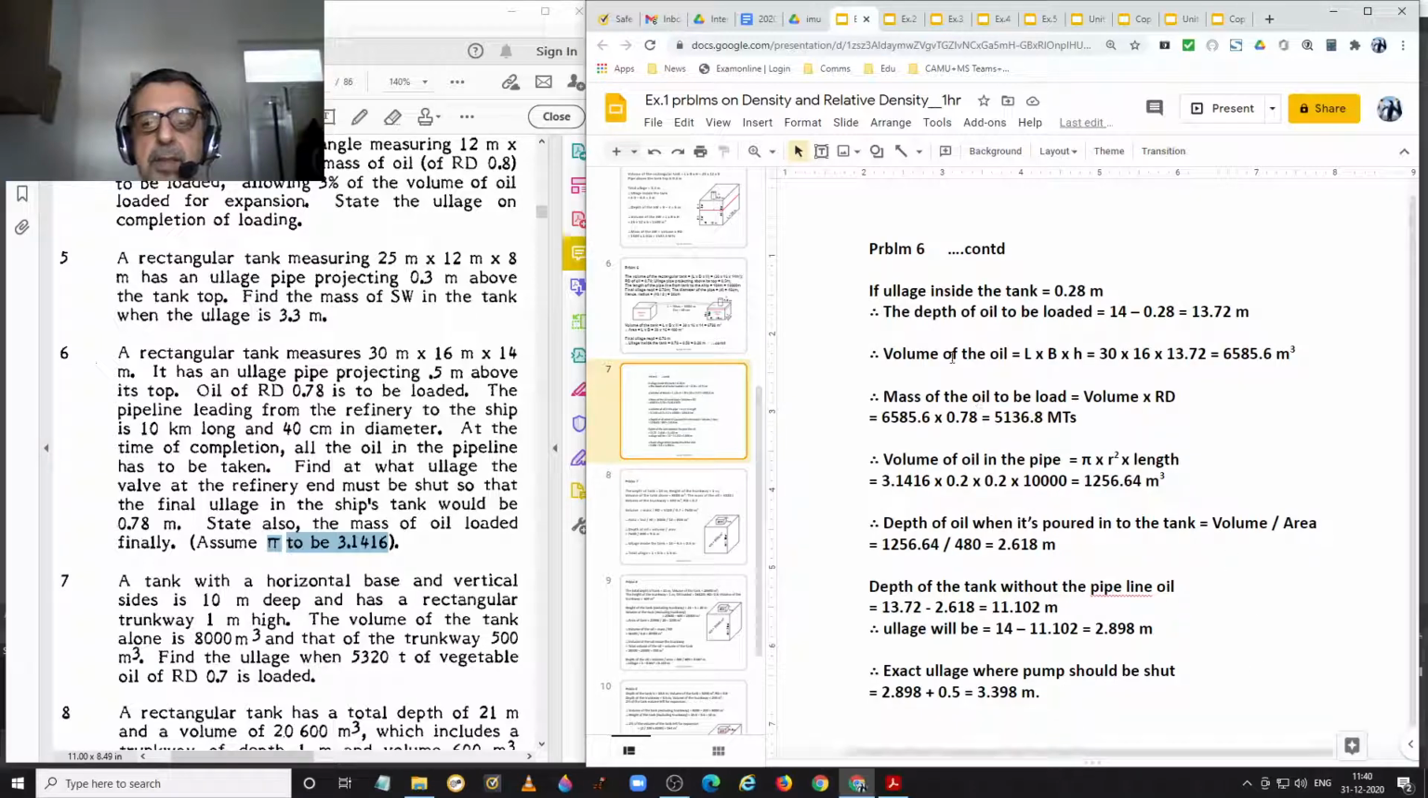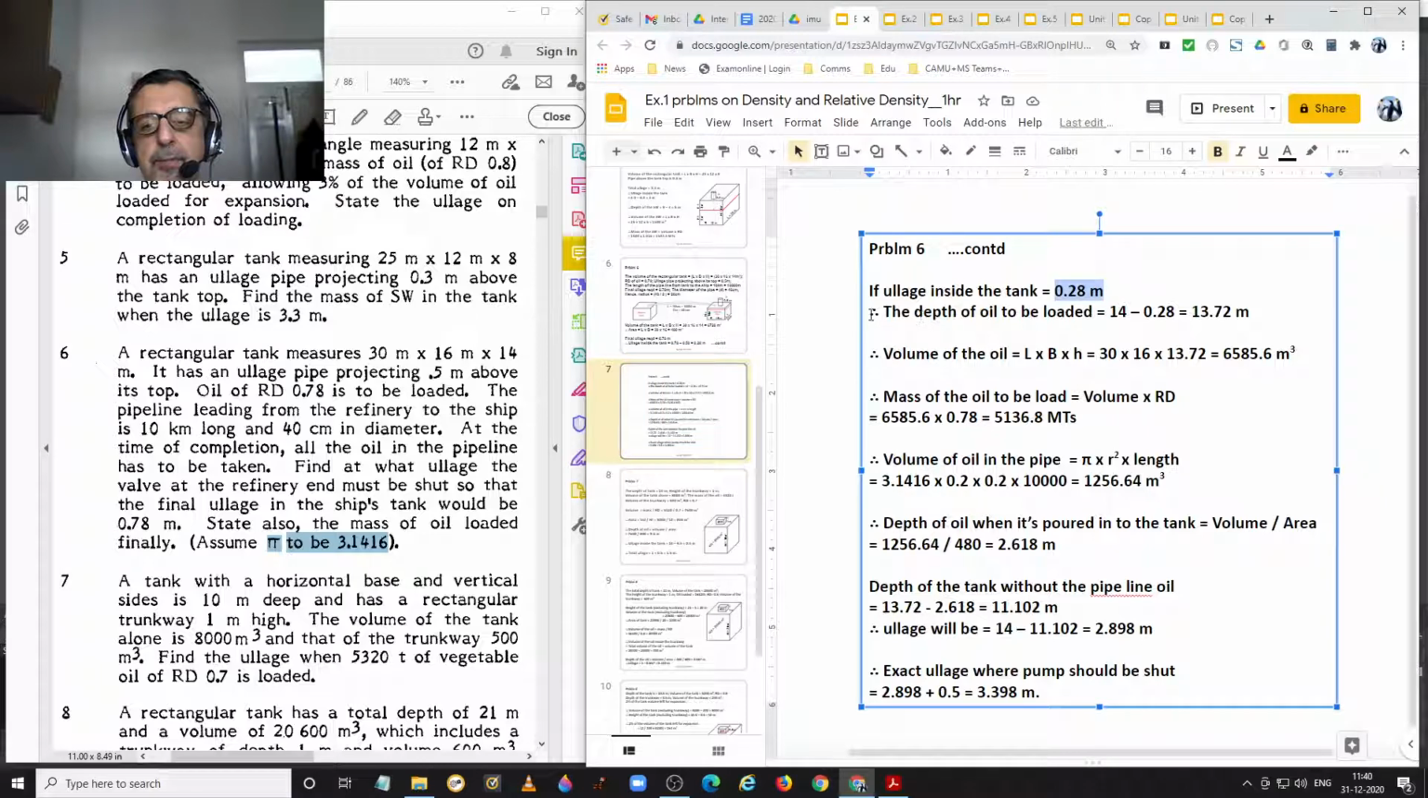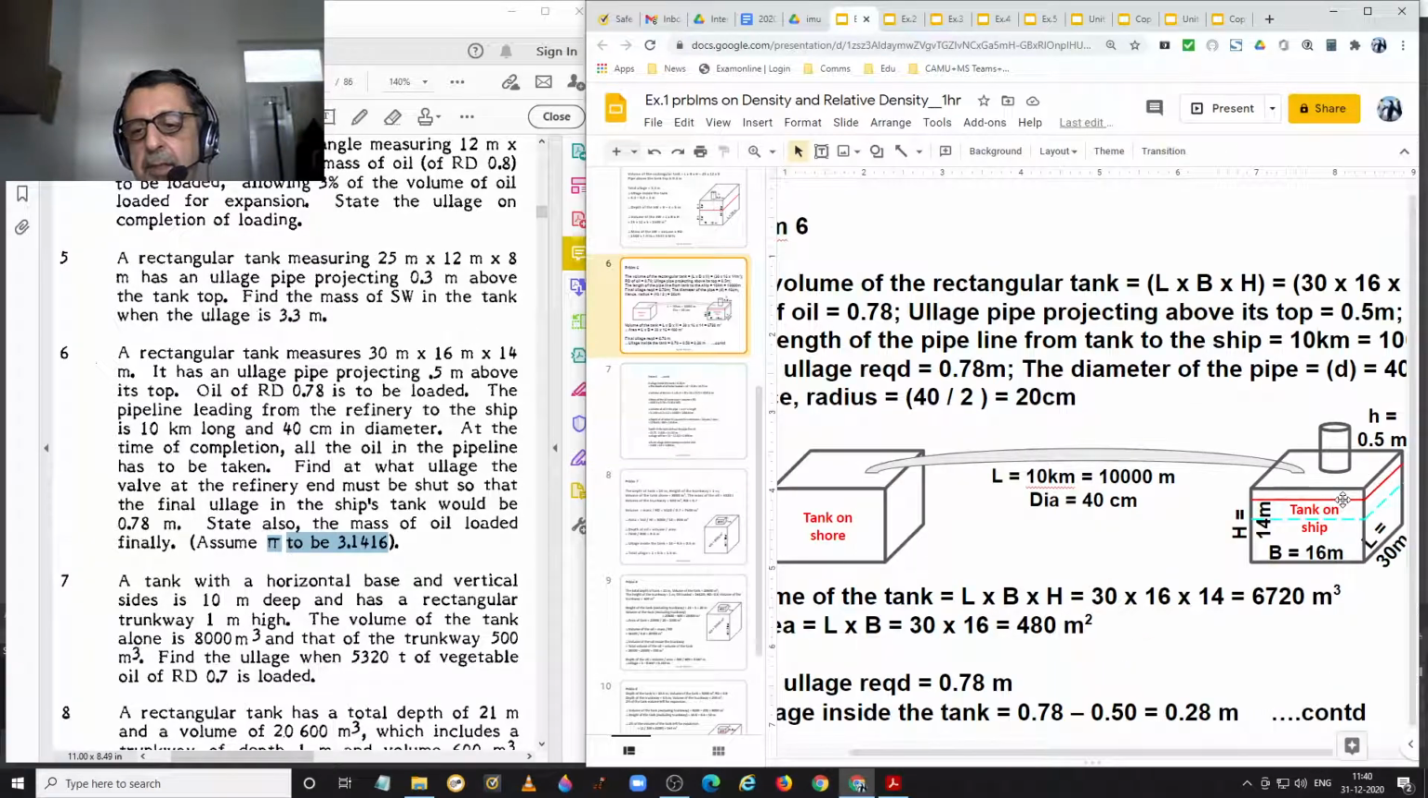The ullage inside the tank is 0.28 meters. Therefore, the depth of the oil to be loaded in the tank is 14 minus 0.28, equal to 13.72 meters. So that is from the red line to the bottom of the tank: 13.72 meters.